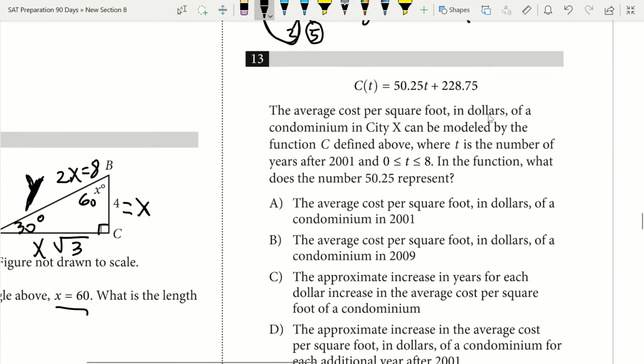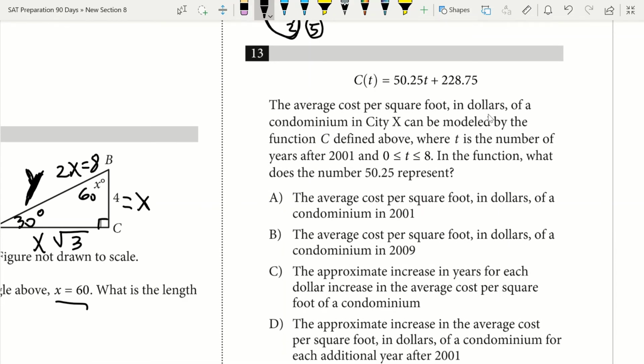All right, question 13. I've got C of t is equal to 50.25 t plus 228.75. So I've got the average cost per square foot in dollars of a condominium in city X can be modeled by the function C defined above, where t is the number of years after 2001 and t is between 0 and 8. In the function, what does the number 50.25 represent? Well, I see that that's right next to my t. Okay, so this is going to be dealing with my slope. Since it's positive, I know I have an increasing cost, because as time increases, my cost will increase. And I know that it won't be A, because A says the average cost per square foot in dollars of a condominium in 2001.